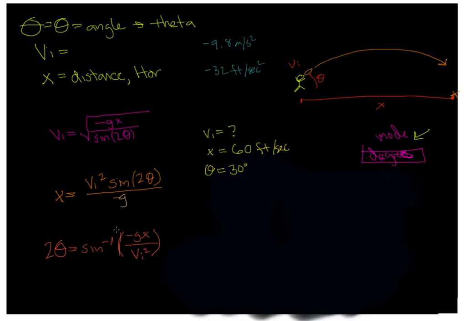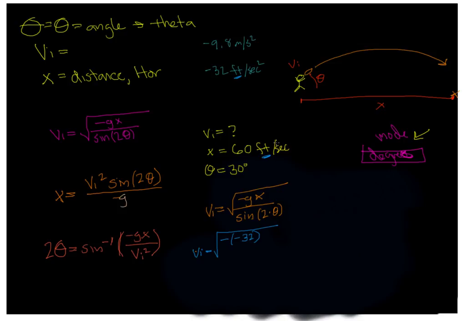We're going to use the one that solves for vi. So, vi equals the square root of negative g times x over the sine of 2 theta. So we're going to plug in what we know. Which g are we going to use here? Well, if we look at our units, we have feet, so we're going to use the feet version. So negative times a negative is going to change it to a positive once we're done.